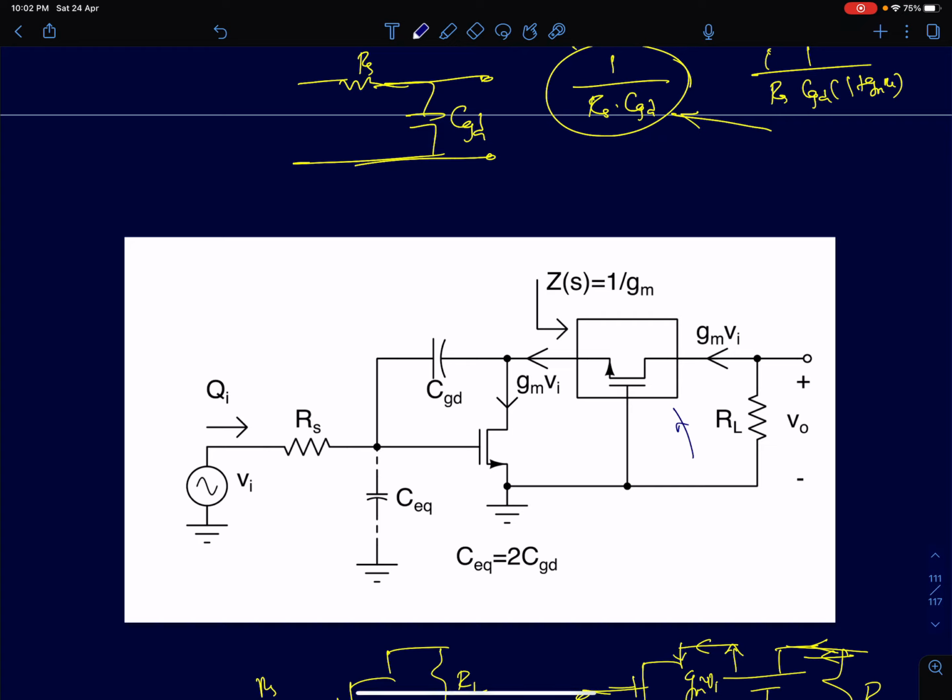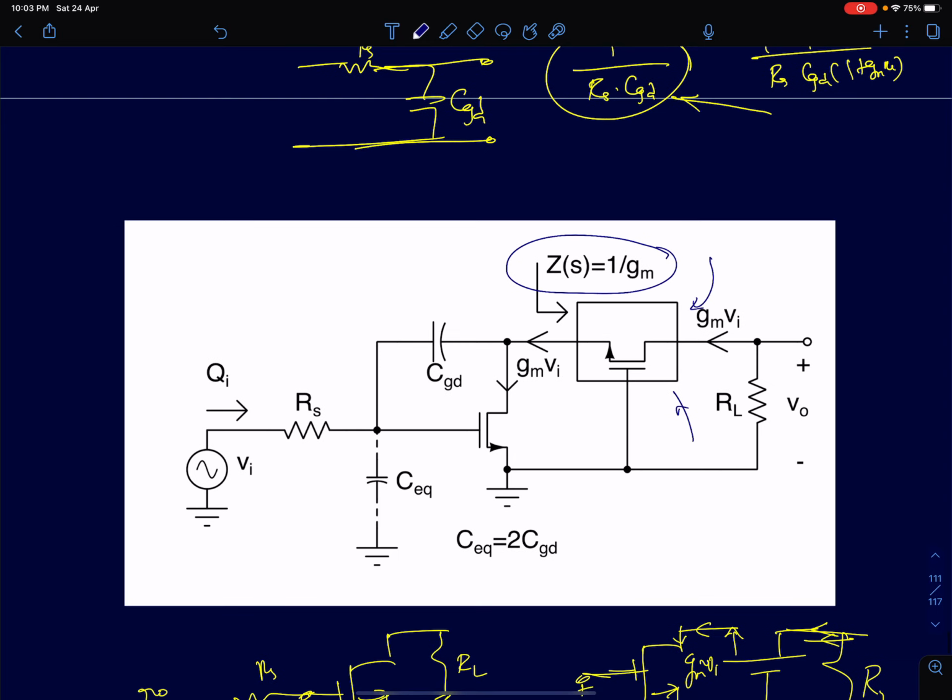The input impedance, if I neglect R0, is negligible. It's just 1 by Gm for a common gate amplifier. Output impedance is very high. If you look into the drain terminal, it's at least R0. If you assume R0 is infinity, its output impedance is just infinity for this common gate amplifier. And luckily, there is no capacitance connecting the input and output terminals. So there is no Miller effect, no possibilities for Miller effect in a common gate amplifier. So this current buffer, we are going to replace it with a common gate amplifier.